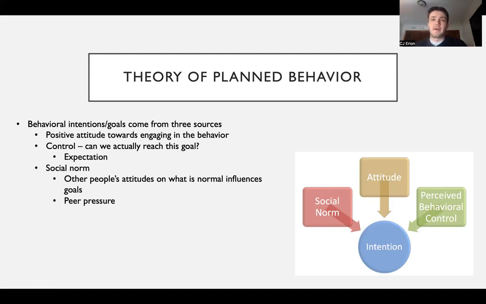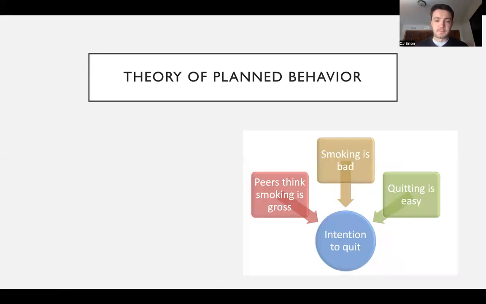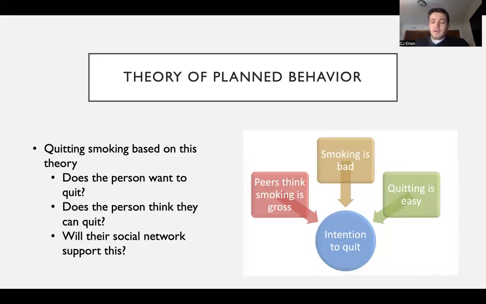This can look like peer pressure. For an example here, let's talk about quitting smoking based on this theory. Does the person want to quit? If the person thinks that smoking is bad, then the answer to that is probably yes. If the person thinks that they can quit, the likelihood of having that intention, creating that goal to quit, is also going to be higher. I certainly know that quitting is not easy per se, but if the individual thinks that it's at least possible to do it, the odds of setting that goal and behaving to reach that goal are higher.